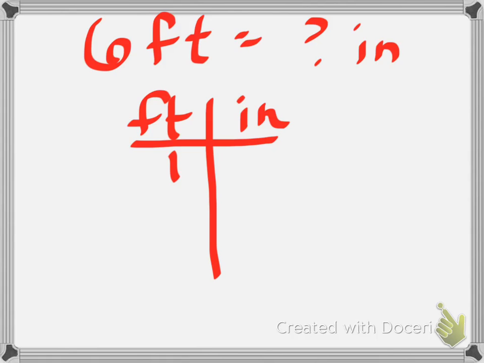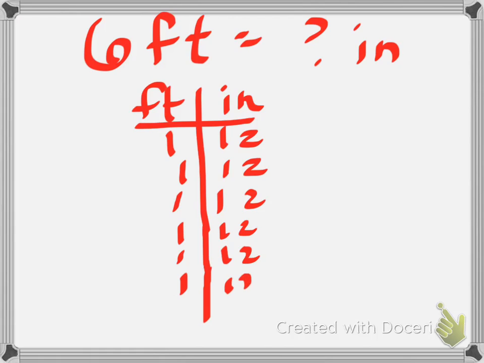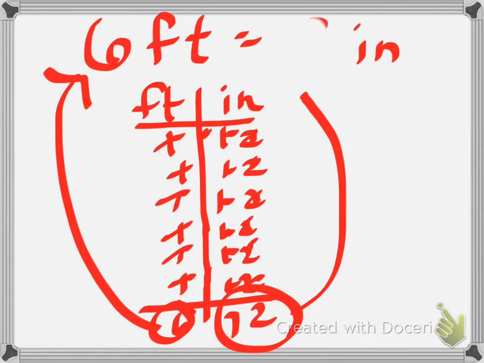So 1 foot equals 12 inches, 1 foot equals 12 inches, another foot 12 inches, another foot 12 inches, another foot 12 inches, and our 6 foot equals 12 inches. You go ahead and add that up. You have 1, 2, 3, 4, 5, 6 feet, which is right there. And then we have 2, 4, 6, 8, 10, 12. Regroup with the 1. 1, 2, 3, 4, 5, 6, 7. 72 inches. So we have 6 feet equal, wait for it, 72 inches.